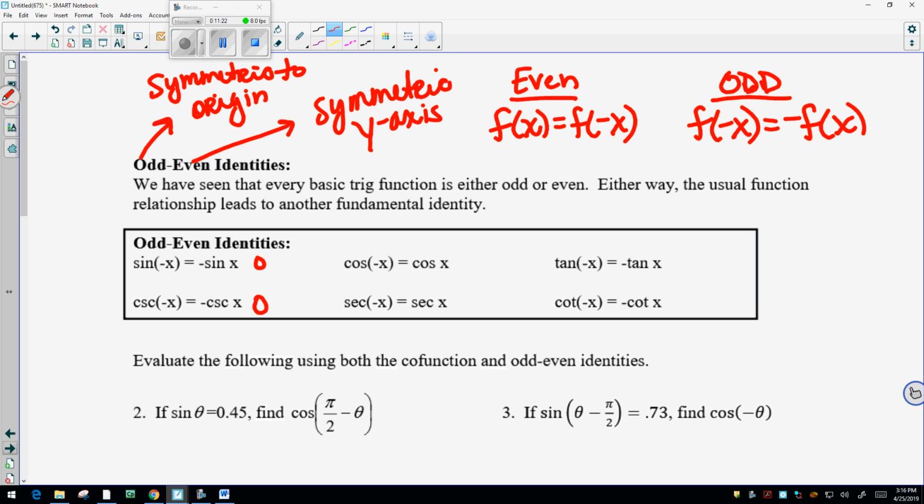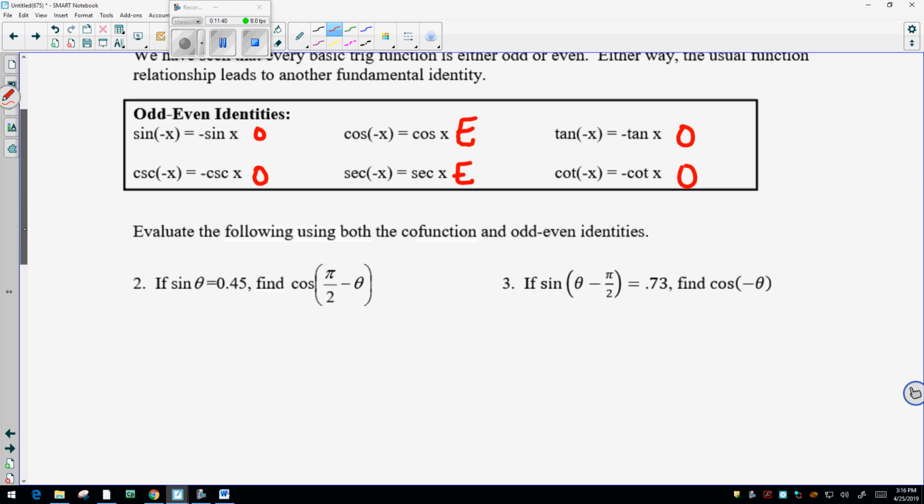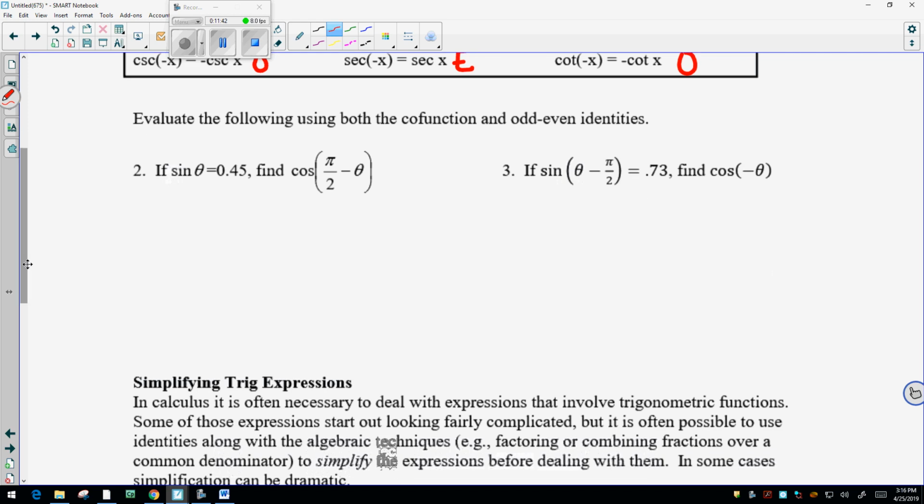Okay, notice cosine's different. Cosine is following that even concept. So its reciprocal identity is also even. Tangent is following now again that odd concept, and so its reciprocal identity would be odd. Okay. So using both our co-function identities and our odd and even identities, we're going to see how this works.